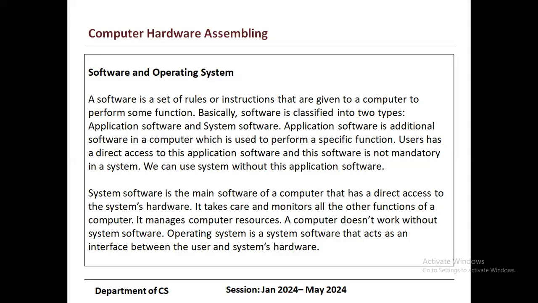On the other hand, system software is the main software of a computer that has direct access to the system's hardware. This means it takes care of and monitors all the other functions of a computer. It manages computer resources. A computer does not work without system software. Operating system is a system software that acts as an interface between the user and the system's hardware.